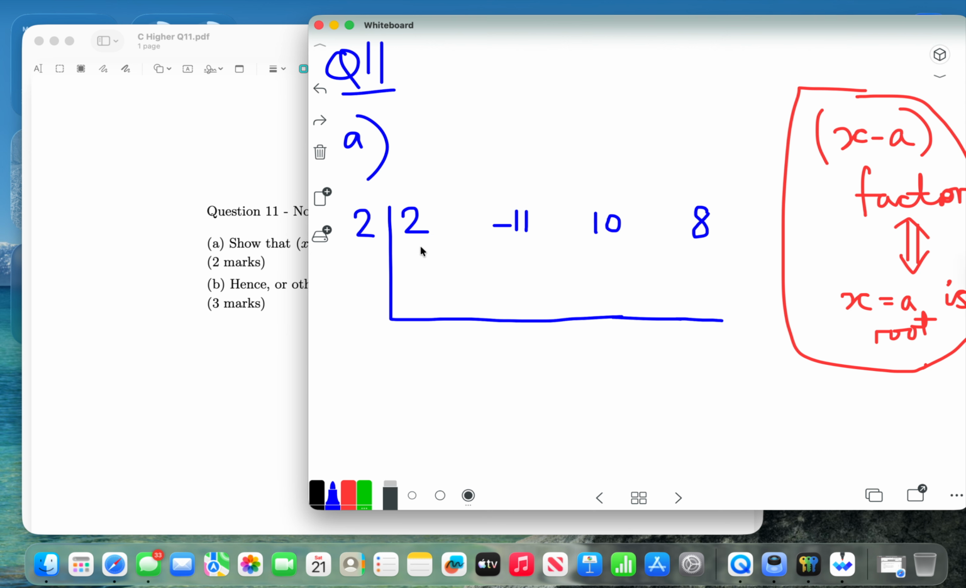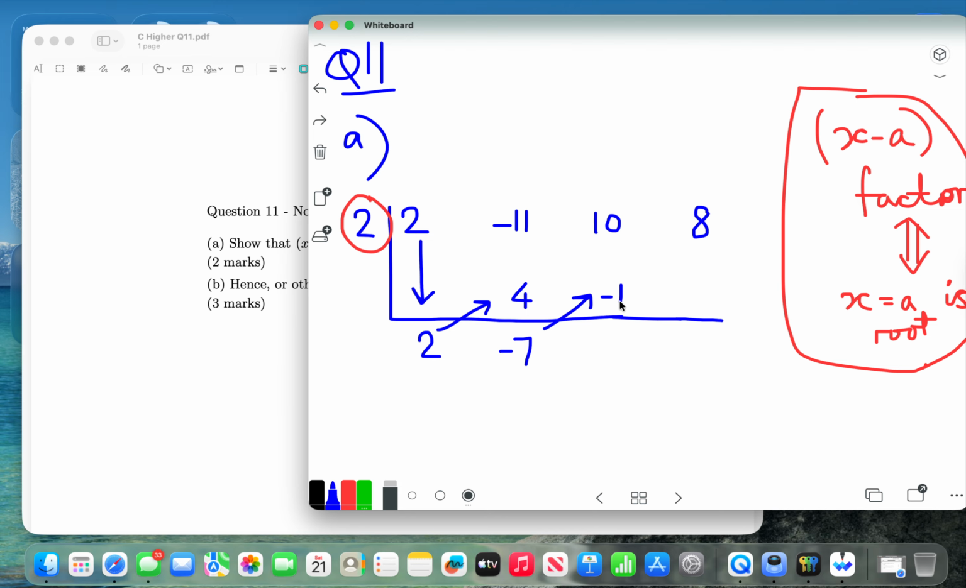So the first thing you do is you take the 2 and you drag it down. Then you multiply this 2 by this 2 and you move it here. You then add the column to get minus 7 and you then multiply by the 2.